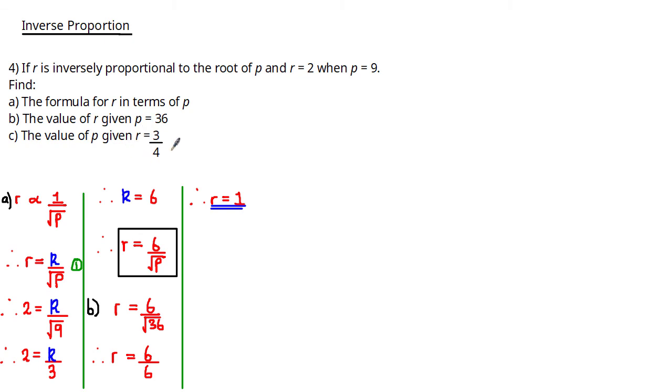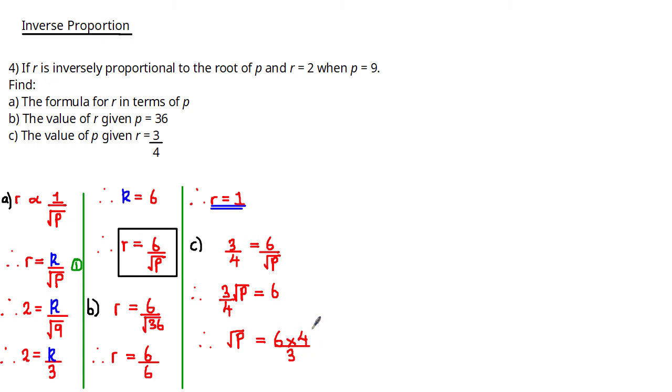So subbing this fraction into this formula, we get 3 over 4 is equal to 6 divided by the square root of p. The aim is to make p the subject of this equation, so I'm going to multiply both sides of this equation by the square root of p to get 3 over 4 times the square root of p is equal to 6. We can get the p term on its own by multiplying both sides of this equation by 4 over 3 as follows. So therefore the square root of p is equal to 6 times 4 divided by 3.